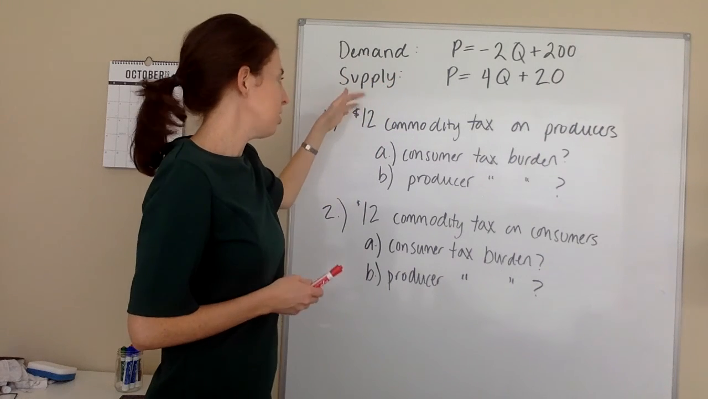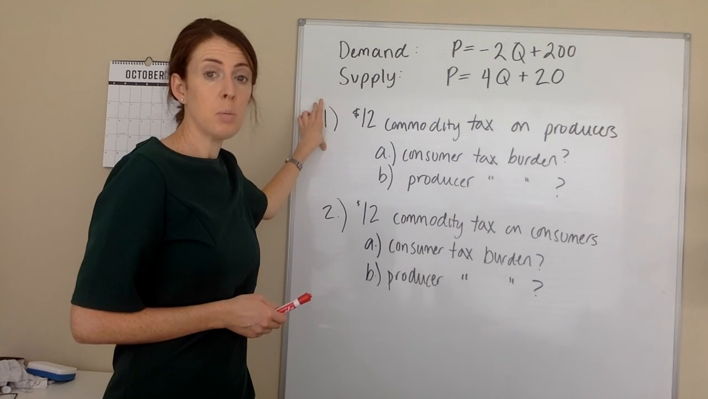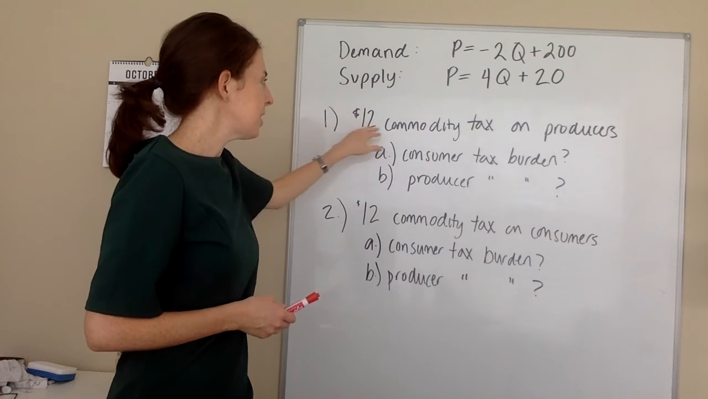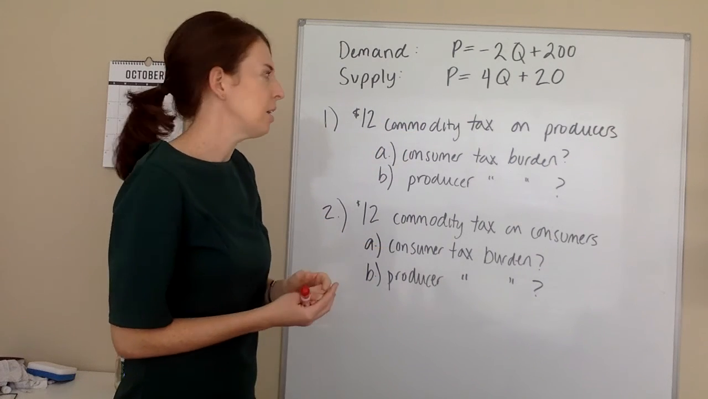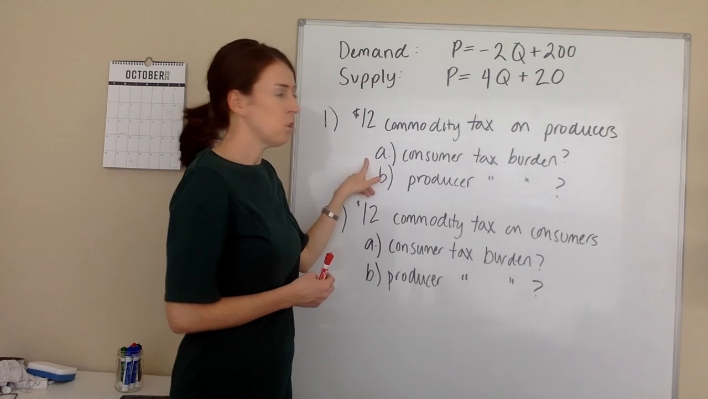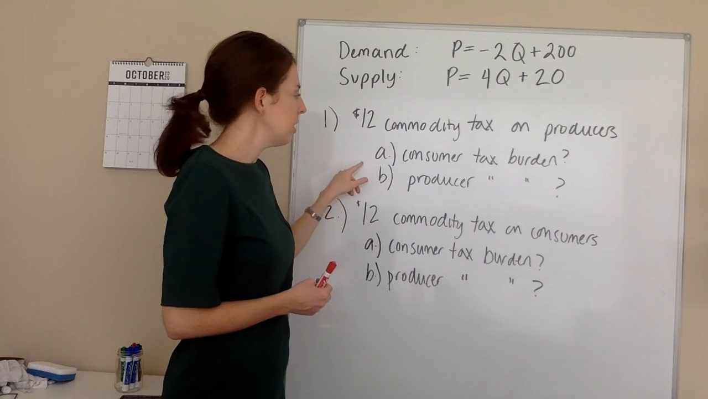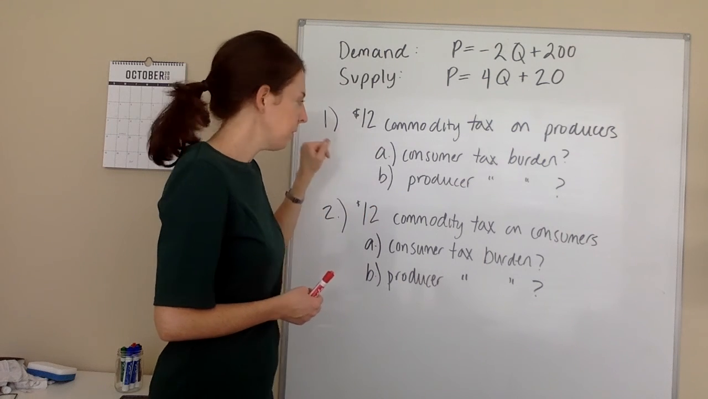And then the real questions are, first of all, suppose the government imposes a $12 commodity tax on producers. Commodity tax is just the same kind of tax that we've been looking at. It's just like a fixed amount per unit. The initial question you need to answer is, what is the consumer tax burden under this situation? And second, what is the producer tax burden under this situation?